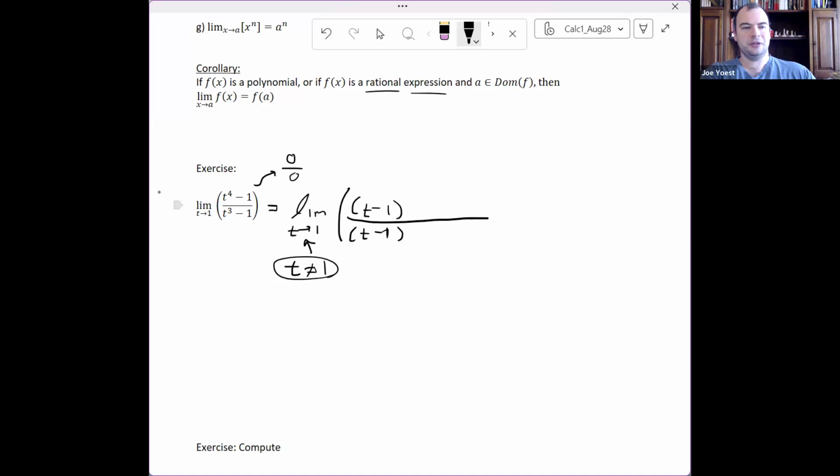Now my numerator, t to the fourth minus 1, factors into t squared minus 1, t squared plus 1. And t squared minus 1 factors into t minus 1, t plus 1. In my denominator, I have t cubed minus 1. Again, I know that a t minus 1 is going to factor out because if I plug in 1, I get an output of 0.